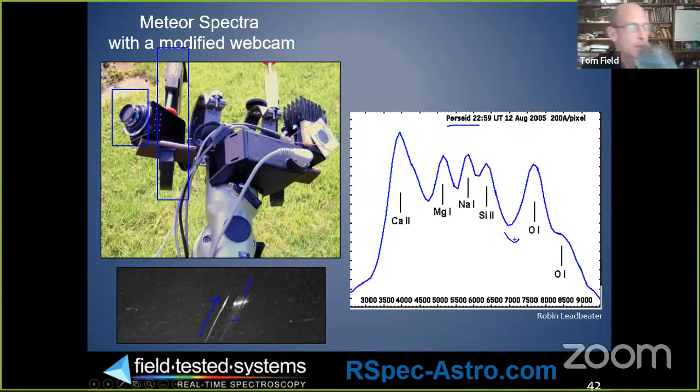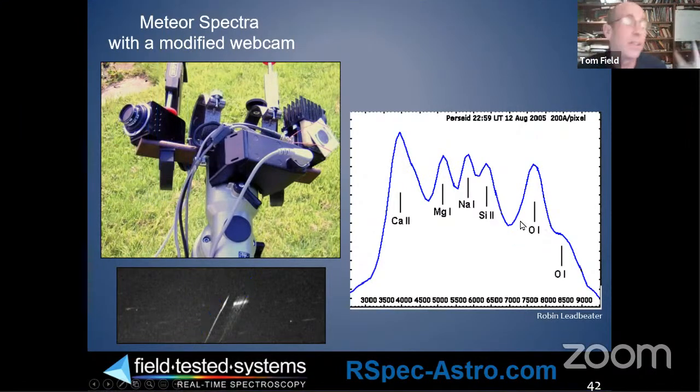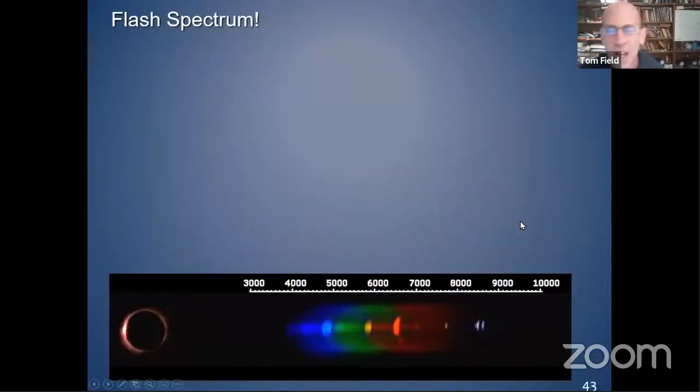So this is rather specialized, right? There aren't meteors every night to look at, and you've got to capture them right. There are lots of challenges, but some people love doing this, whatever floats your boat. We're not going to spend much time on the flash spectrum, but again, one advantage of low resolution spectroscopy like this is you can get the whole spectrum in one view.